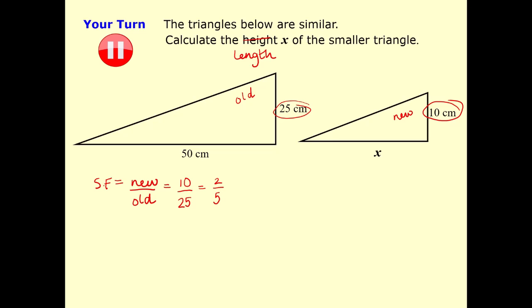Now we've calculated our scale factor, we can go ahead and calculate the length x using the corresponding side in this case, which is 50. So 50 times our scale factor, which is 2 over 5, equals 20 centimetres. You can mark your work to see how you go on with that one.